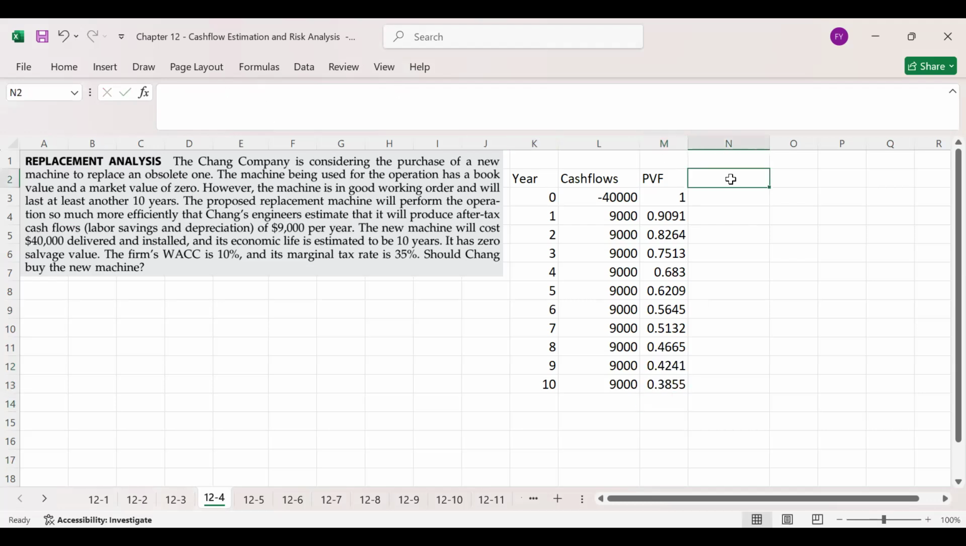So the next step is to calculate net present value. And for net present value, we are going to multiply all the cash flows with their present value factor. So we have L3 multiplied by M3.